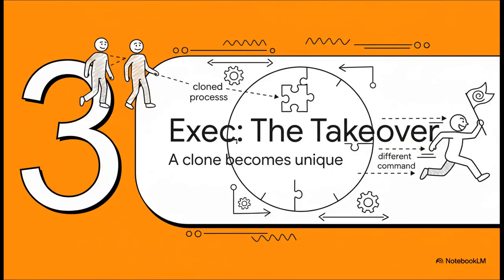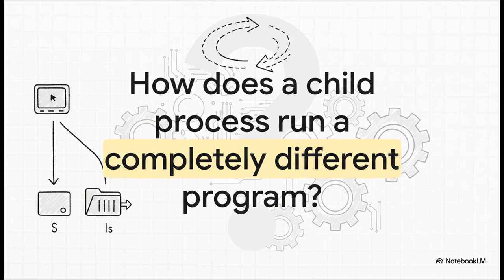But making a perfect copy of the shell isn't really our goal, right? We want it to run a completely different command. And that brings us to the final and maybe coolest piece of the puzzle, the takeover. Yeah, this is the whole point. The child process starts life as a perfect clone of the shell. So how on earth does it transform itself from being a shell into being the ls command?